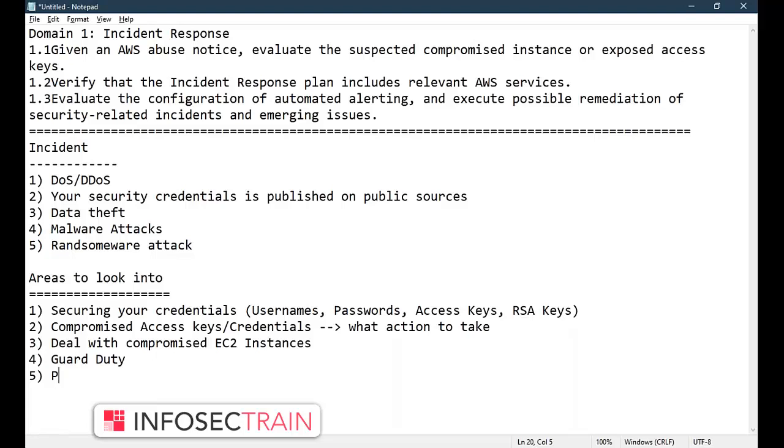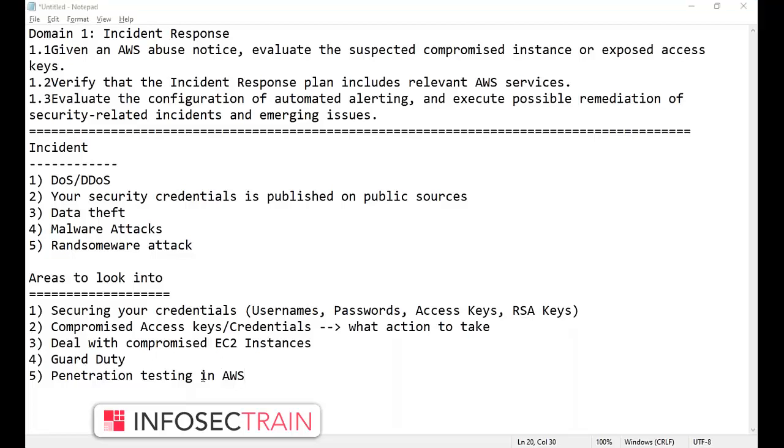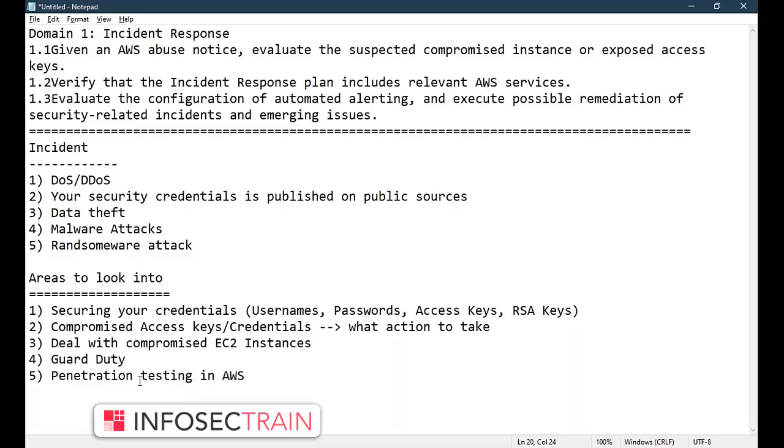Then you have to learn this critical part. This can be a guaranteed exam question: penetration testing in AWS. So pen testing is a critical factor you have to learn in AWS. I don't want to do pen testing now, but still I'll tell you what steps you have to take before doing a penetration testing process. For example, if you want to verify if your infra is secure, you have to do a process like pen testing.